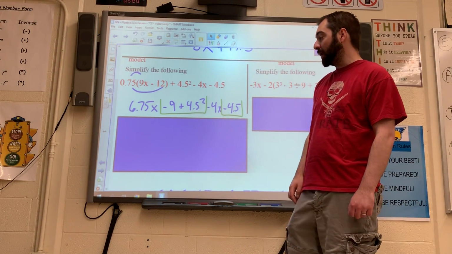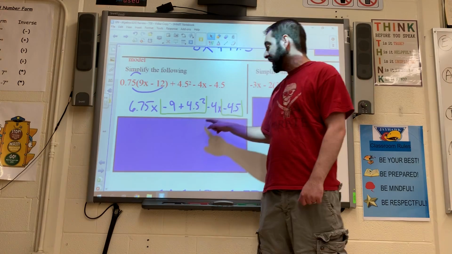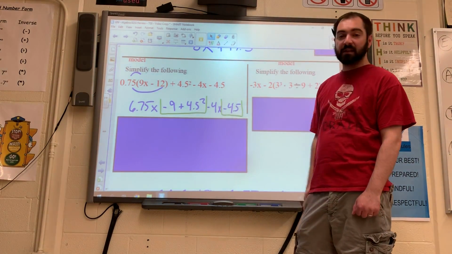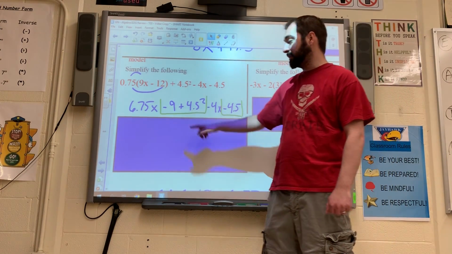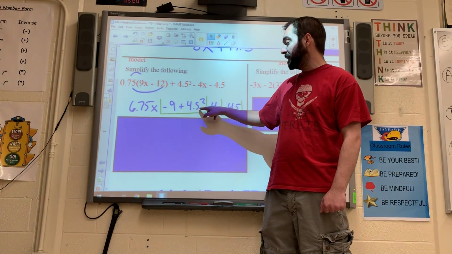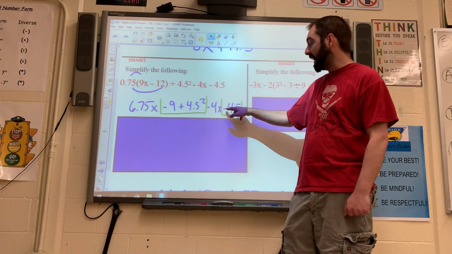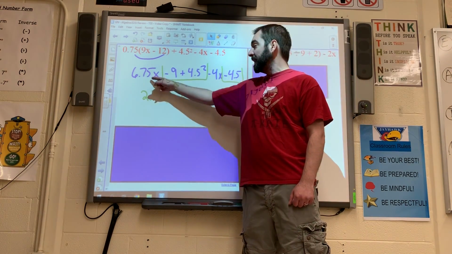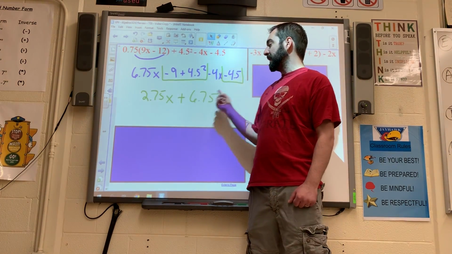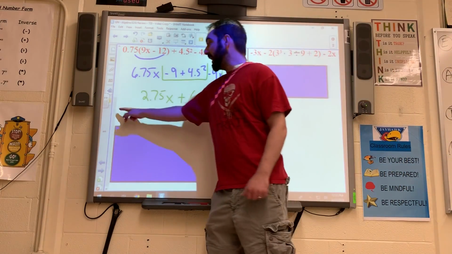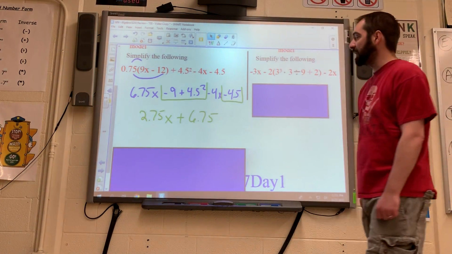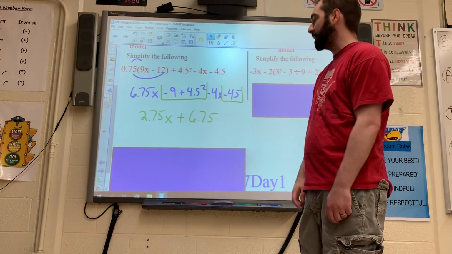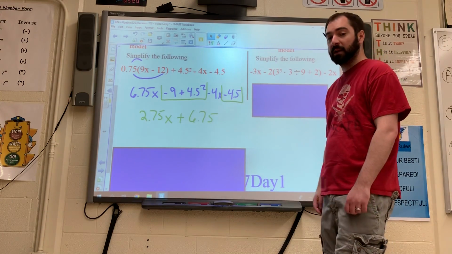But once I got to this part, I know that I can do 6.75x minus 4x in a calculator, and then everything that I put in these green boxes is how you'd figure out the rest with the calculator. So it would be negative 9 plus 4.5 squared minus 4.5. If you put that all in a calculator, you're going to end up getting 2.75x plus 6.75 from those. Again, I would try to pause the video and see how you do with this. Think about what can I do before I put it in a calculator, and then what do I have afterwards. Pause the video, unpause when you're ready.